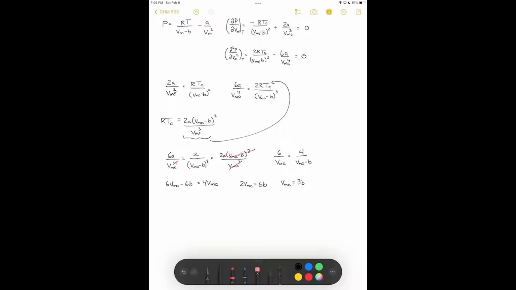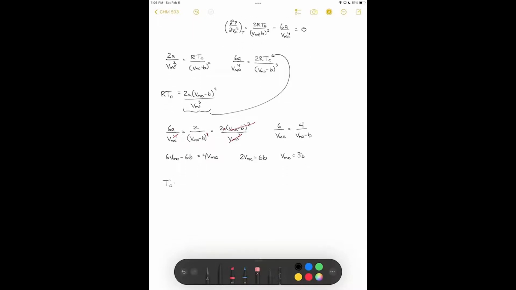So B, remember, is one of our van der Waals parameters, and 3 times that B is equal to the molar volume at the critical point. Knowing this, we can go ahead and plug it back into our equation. So I'll take this VMC and plug it in up there. So we know that TC is equal to 1 over R times 2A, and then we have VMC minus B, which is 3B minus B, squared over 3B cubed. So plugging that all in, we'll get 1 over R times 2A times 4B squared over 27B cubed, or 8A over 27RB. And here we have an equation for what TC is.